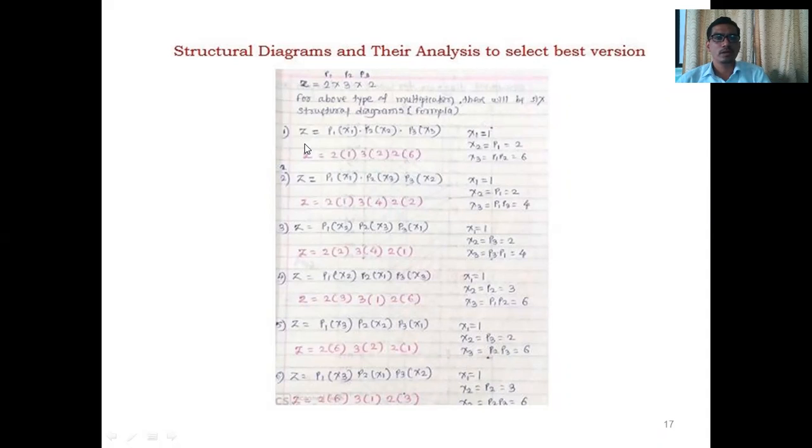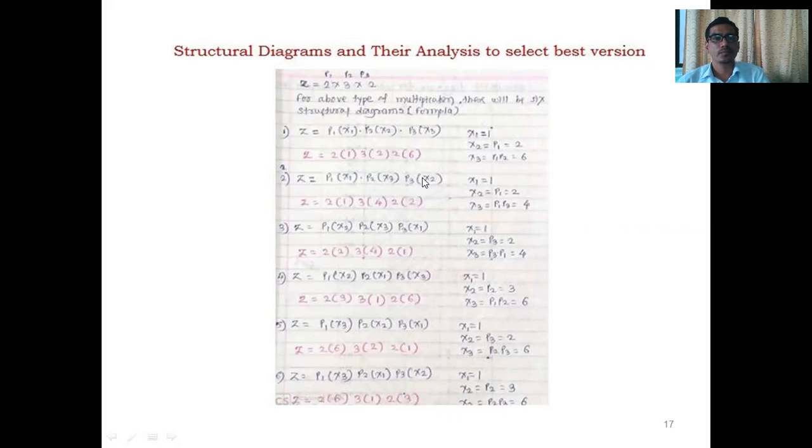So the first structural formula is Z = 2, 1, 3, 2 and 2, 6. The second is Z = 2, 1, 3, 4 and 2, 2. Then the third one, Z = 2, 2, 3, 4, 2, 1. The fourth structural formula is Z = 2, 3, 3, 1, 2, 6. Next is Z = 2, 6, 3, 2, 2, 1. And the last one is 2, 6, 3, 1 and 2, 3. So these are the various structural formulas given.